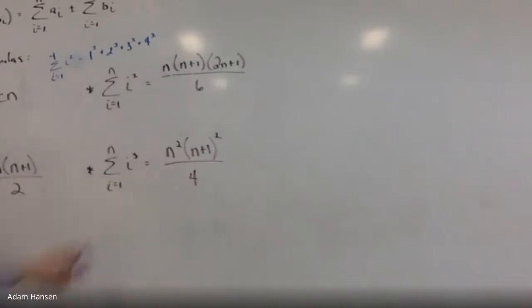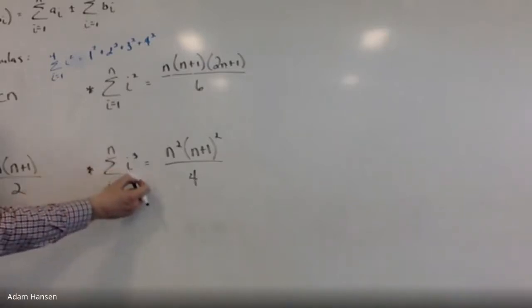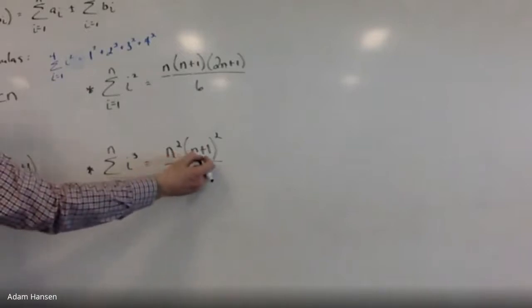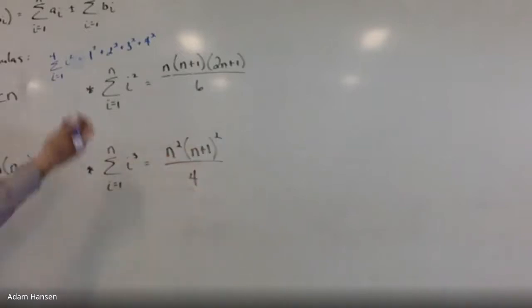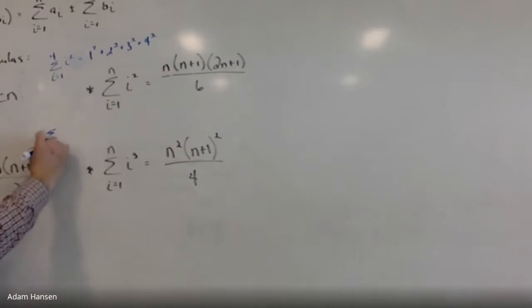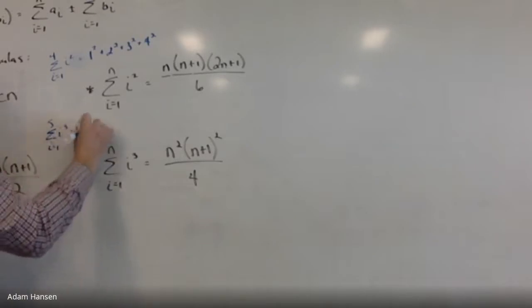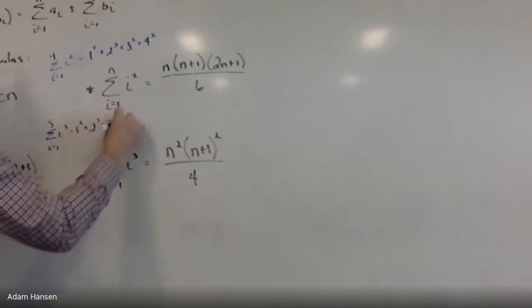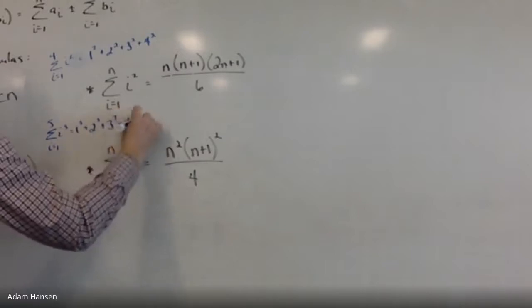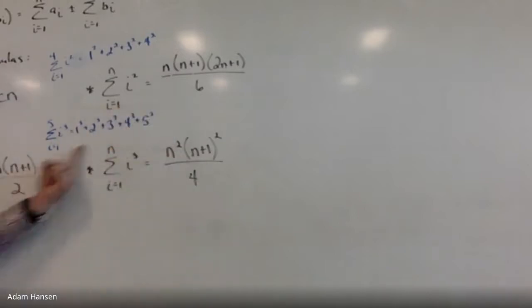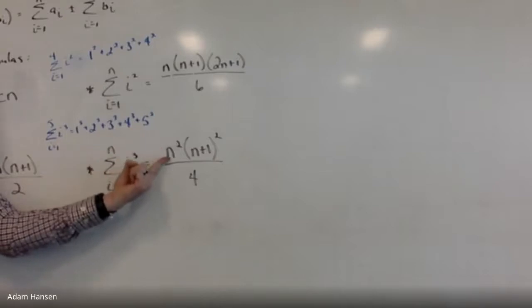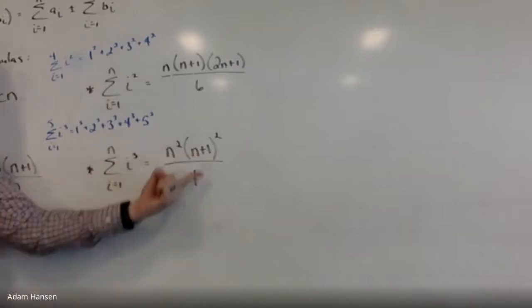For perfect cubes, what is the summation formula for the first n perfect cubes? The summation from i equals 1 to n of i cubed is n squared times (n plus 1) squared over 4. For example, the summation from i equals 1 to 5 of i cubed is the first 5 perfect cubes: 1 cubed plus 2 cubed plus 3 cubed plus 4 cubed plus 5 cubed. Rather than writing this all out, I could just plug in 5: 5 squared times 6 squared divided by 4.